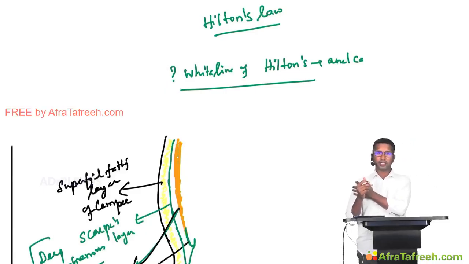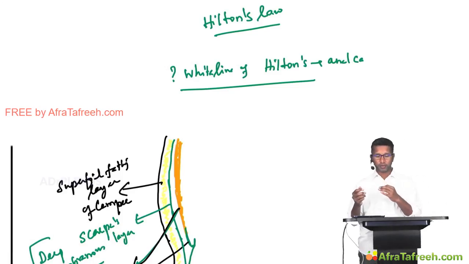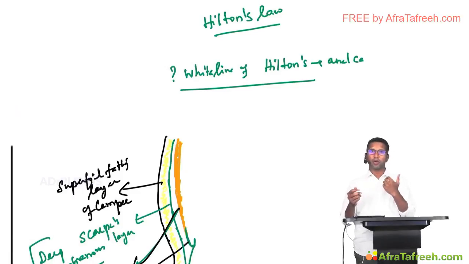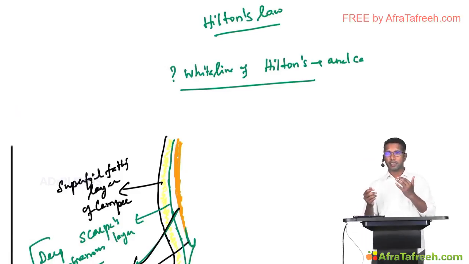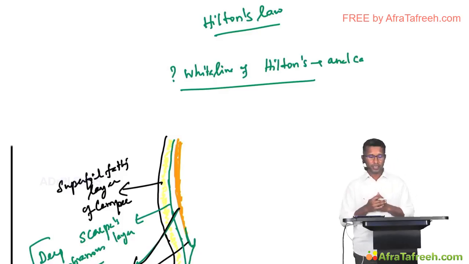So Hilton's law says, when a nerve supplies a joint, it will also supply the muscle acting on the joint and the skin covering the joint. That is called Hilton's law.